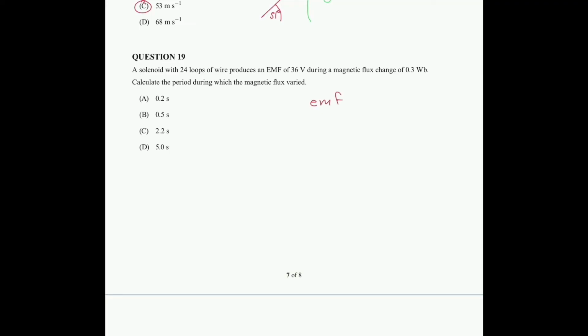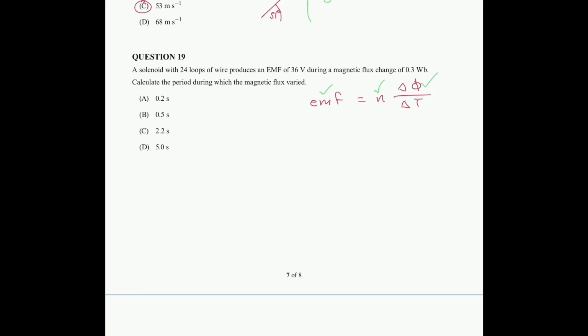So EMF is equal to N, the number of loops, times the change in magnetic flux over the change in time. So it's how much the magnetic flux ends up changing in that period of time. I'll tick off what we know or has been given. We've been given the EMF, which is 36 volts. We've been given the number of loops or coils, which is 24. And we've been given the change in magnetic flux, which is 0.3.